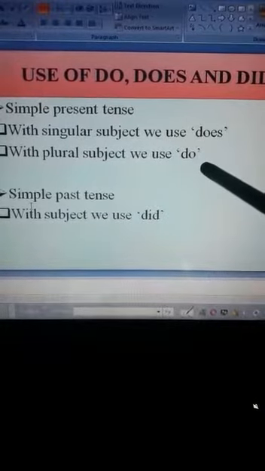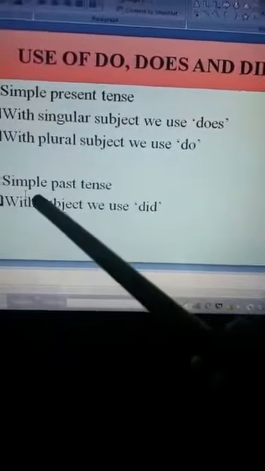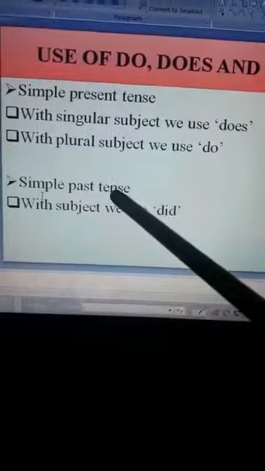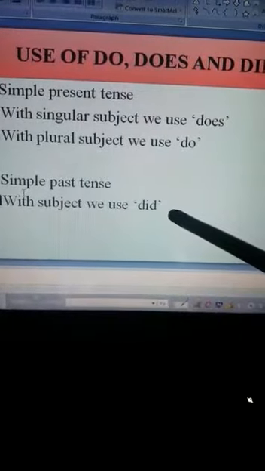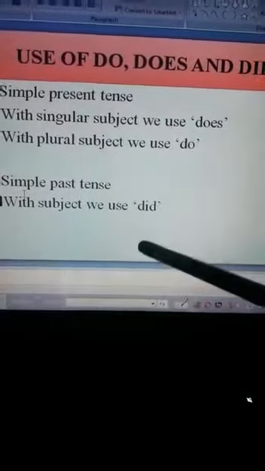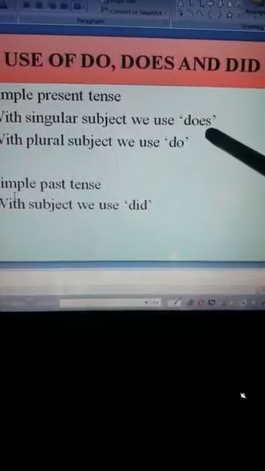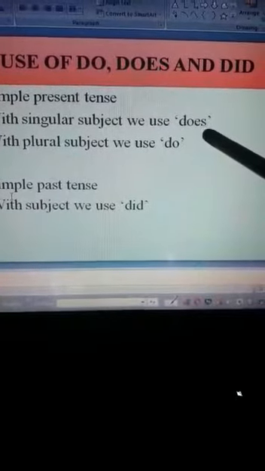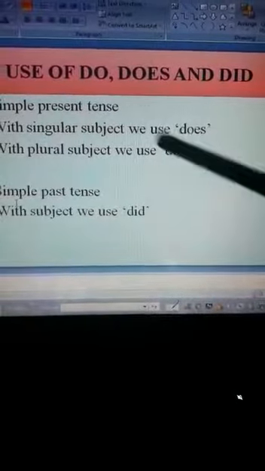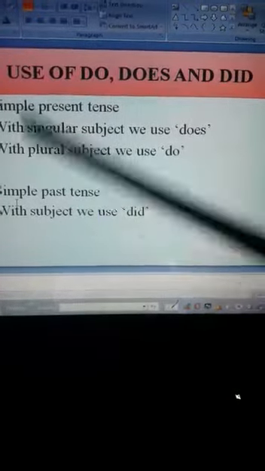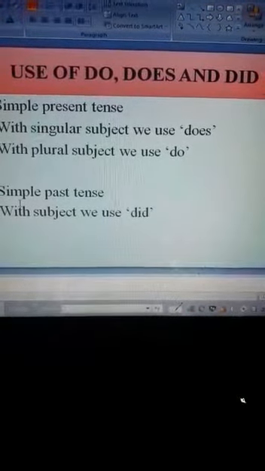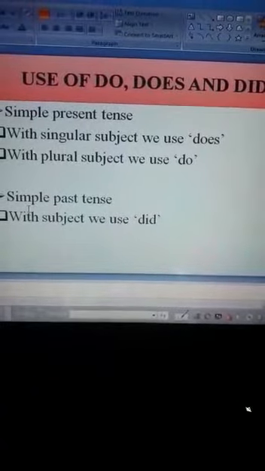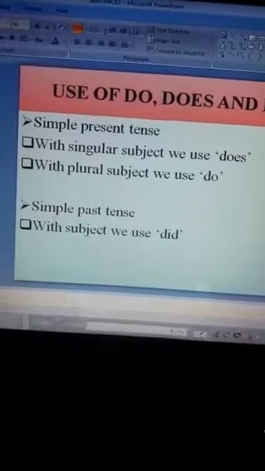If the subject is singular, we use does, and if the subject is plural, we use do. And if the sentence is in past tense, what are we going to use? Did as a helping verb. By adding not after does, do, and did, we can convert the sentences without a helping verb to negative sentences. Okay, let's take an example.